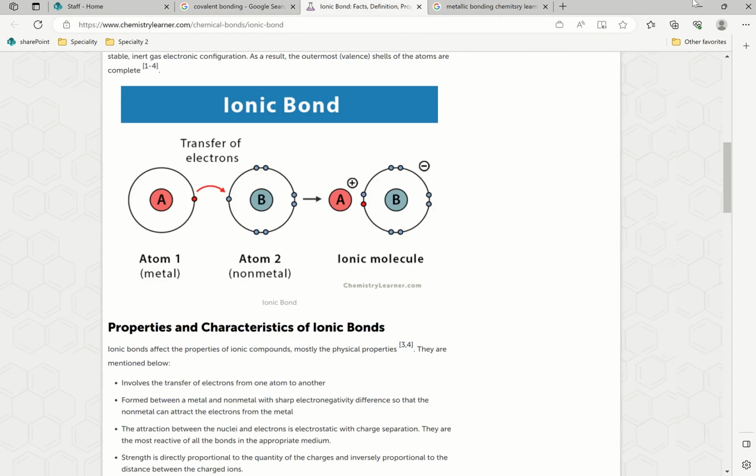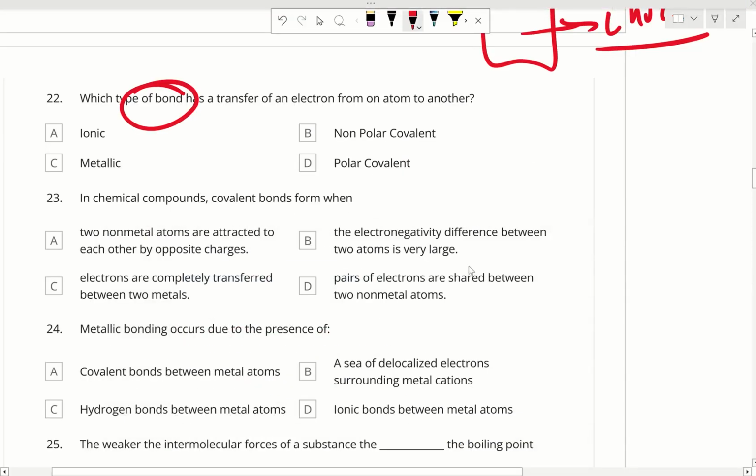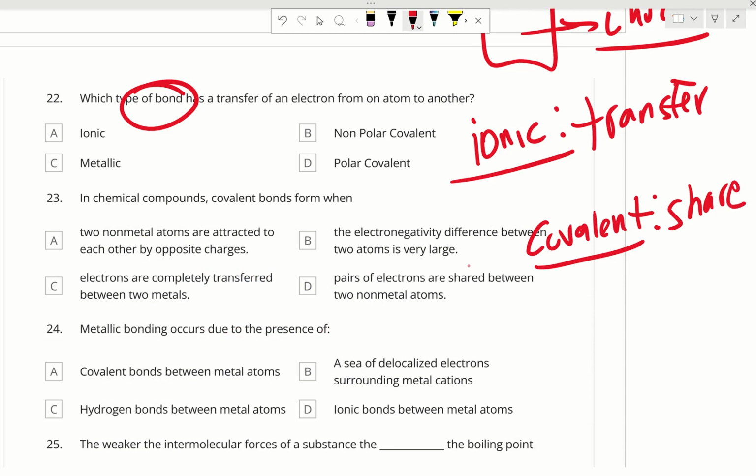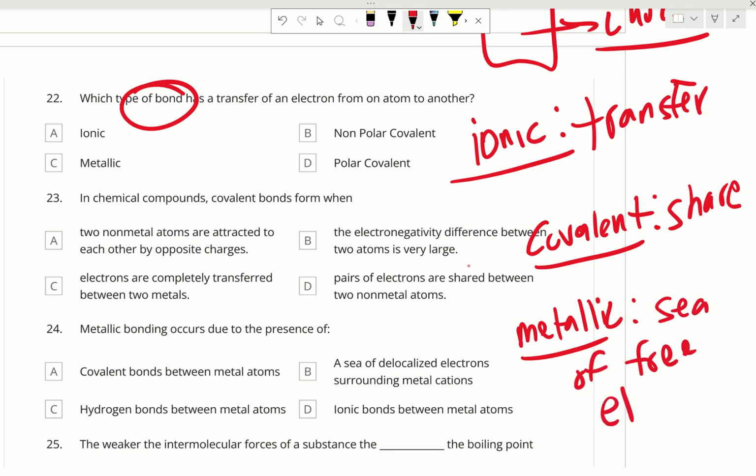So all you have to know is ionic is when an atom transfers an electron to another atom. Covalent is when two atoms share an electron. And metallic bonding is when there's a sea of free electrons for anybody to take.